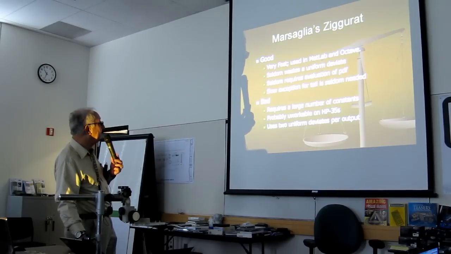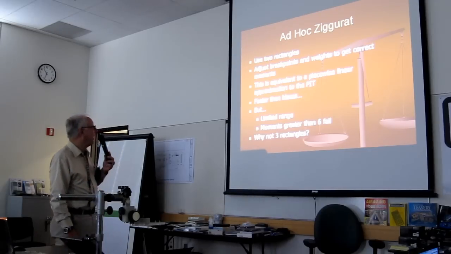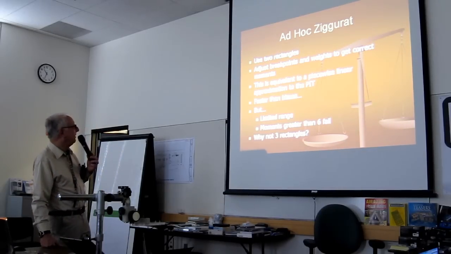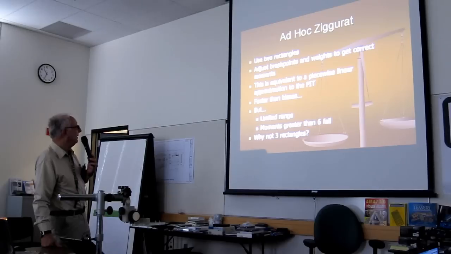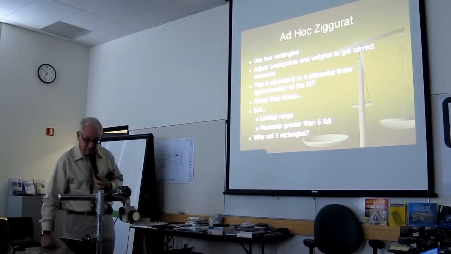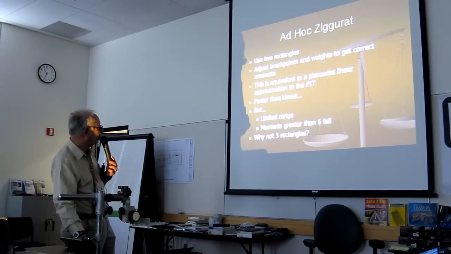Then there's a ziggurat, which I previously talked about. And now I made something just called an ad hoc ziggurat. I just wanted to use 2 rectangles in the probability distribution function, and I found it to be fast, but once again, it's a very crude approximation, less than perfect. It might work for a lot of things.